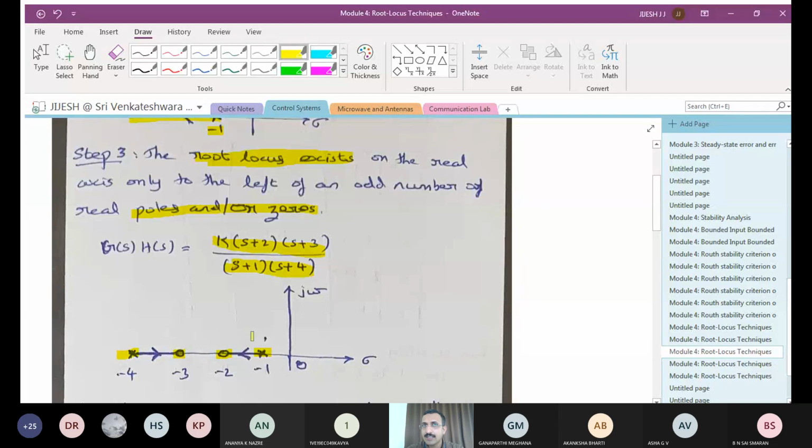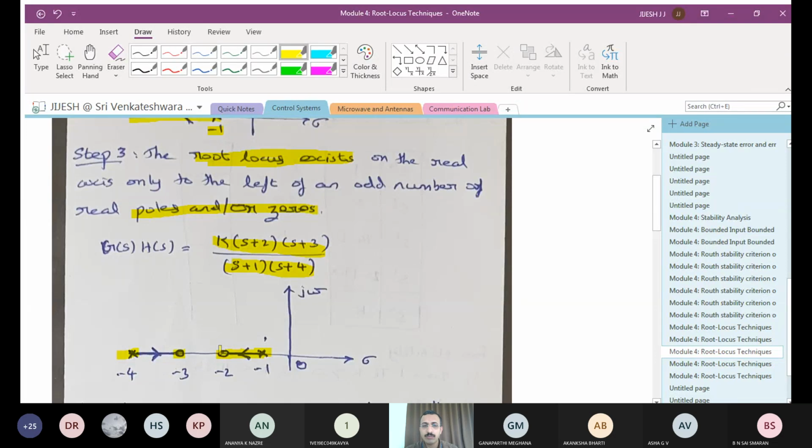So what does that indicate? You will have three loci, and here you have two poles and two zeros. You got zeros from the numerator and poles from the denominator, and you have plotted those poles and zeros on the axis. You should know that there will be two branches of the locus, which start from the pole towards the zero. So we are going to put an arrow mark from the pole towards the zero.